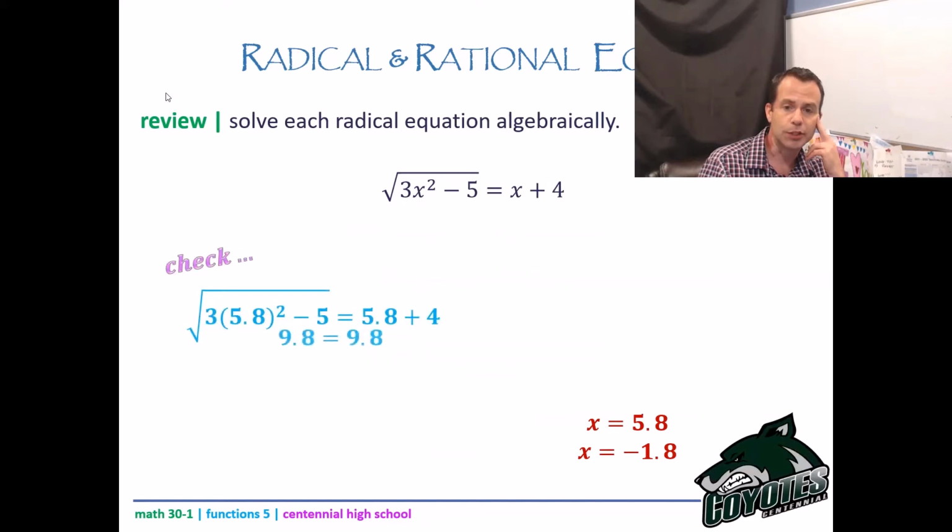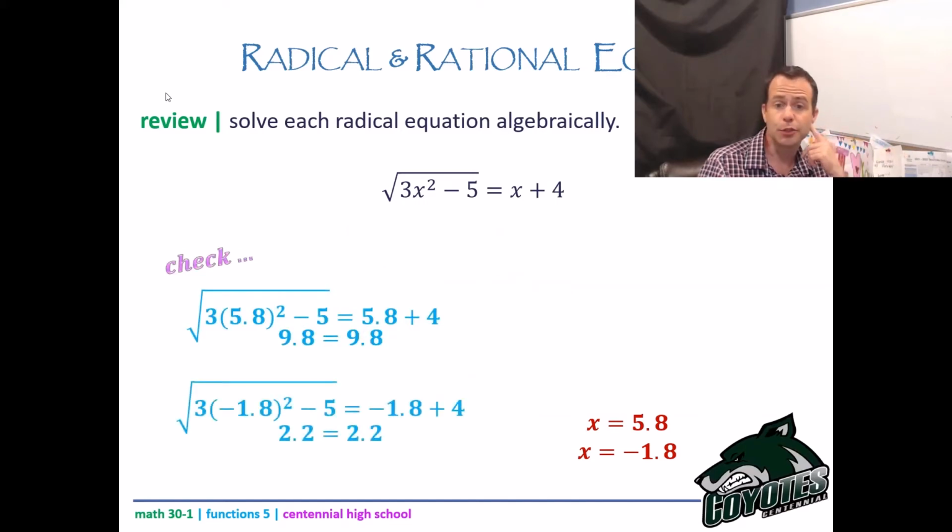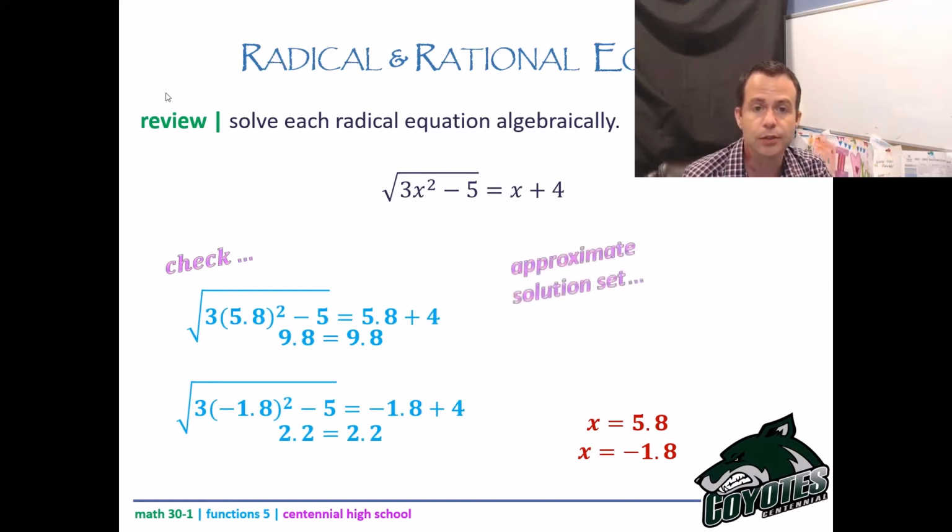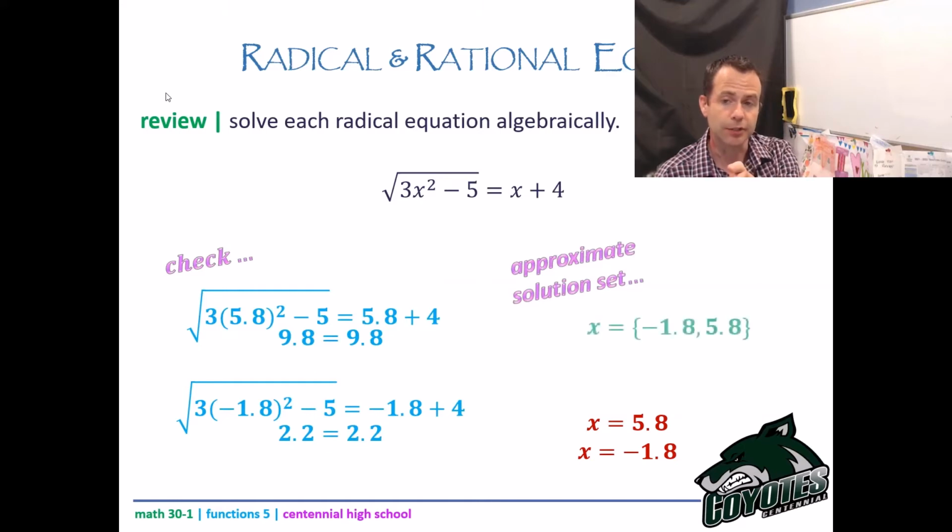So if I go to check it, I do end up okay, 9.8 is 9.8, and 2.2 equals 2.2. So it worked to the nearest tenth for this guy, okay? So that's a quick review of how to do it algebraically. Now we're going to take a look at it graphically. Just to finish this off, the approximate solution set then would be x equals negative 1.8 and 5.8.